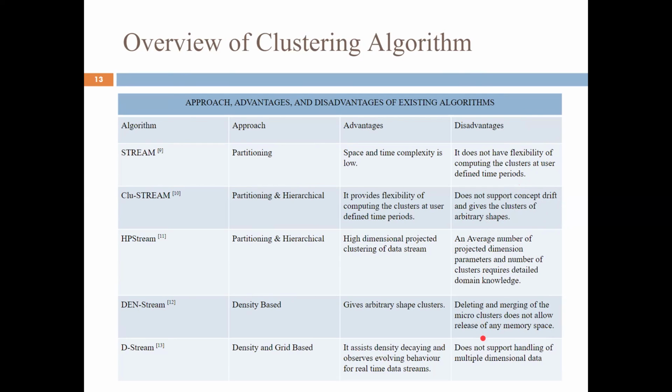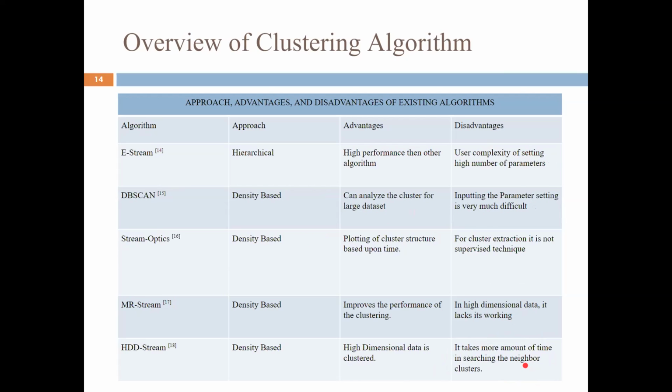Then after that, the DenStream algorithm, its approach is density based. It has advantages. It gives arbitrary shape clusters. But whenever we have to merge or separate the clusters, at that time it does not allow any kind of memory space there. Then DStream has one disadvantage: it does not support handling of multiple dimension data.